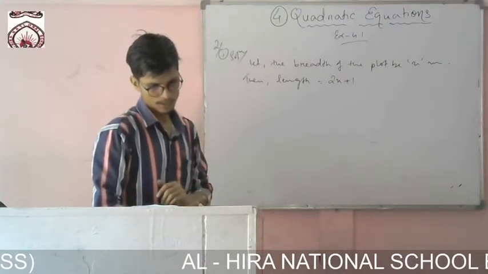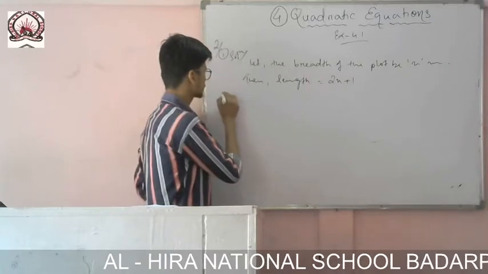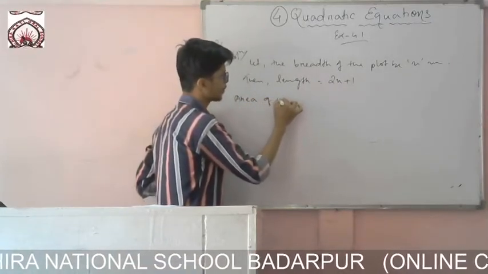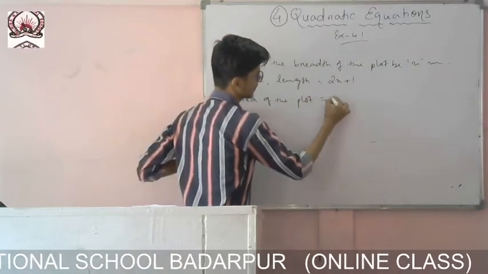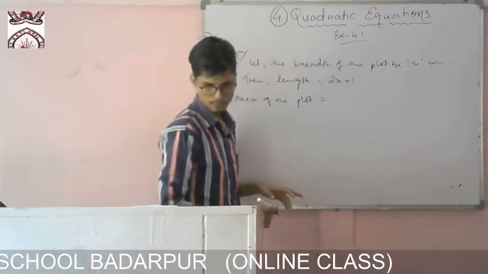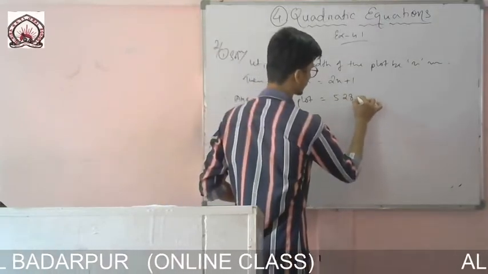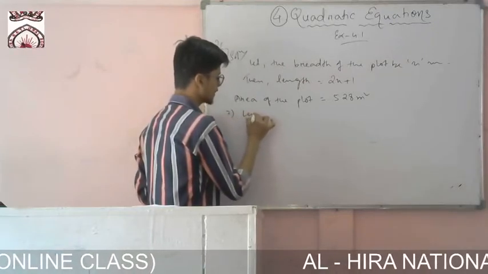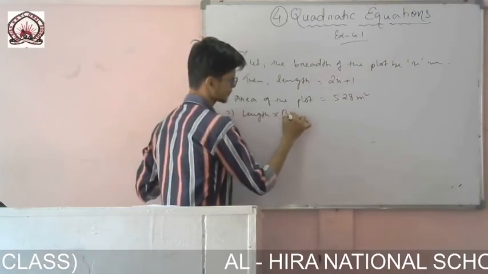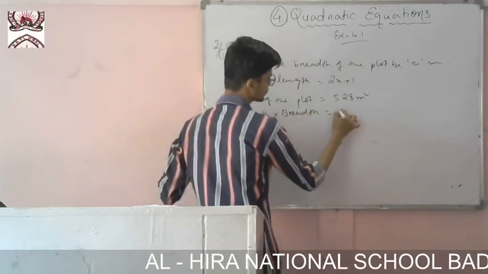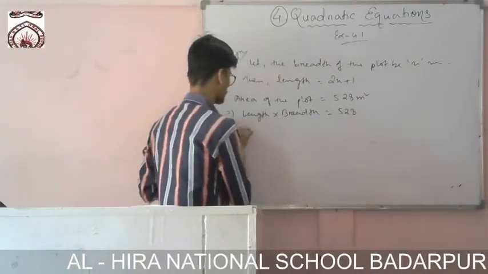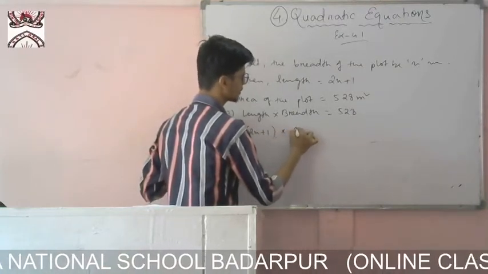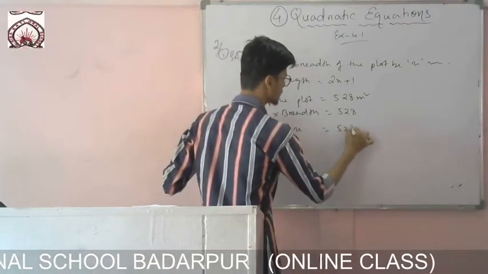So now in the question, the area is given. According to the question, you can write area of the plot is equal to 528 meter square. Area means length into breadth. Length into breadth equals 528. What is the length here? It is twice x plus 1. What is the breadth here? It is only x, equals 528.